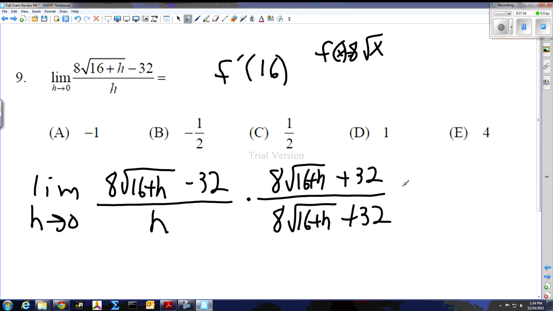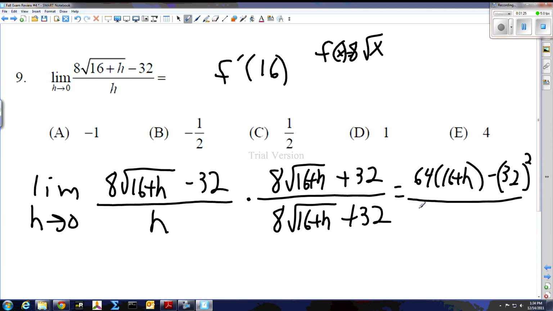So if we work through this in the numerator, the middle terms are going to cancel out, so we will have 64 times 16 plus h minus, and I'm just going to write 32 times 32, or 32 squared, because I'm not sure what that multiplies out to. In the bottom, we get h times this square root that we had before, 16 plus h plus 32 now.